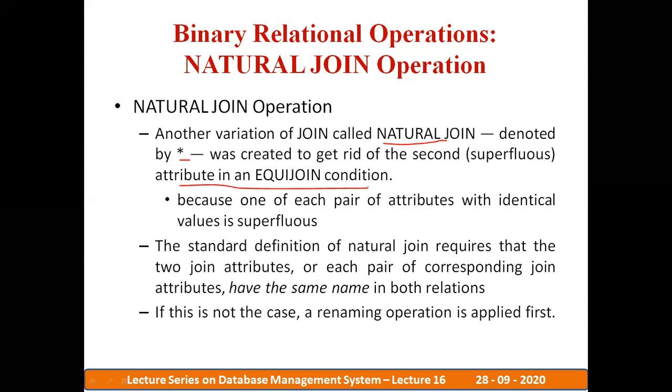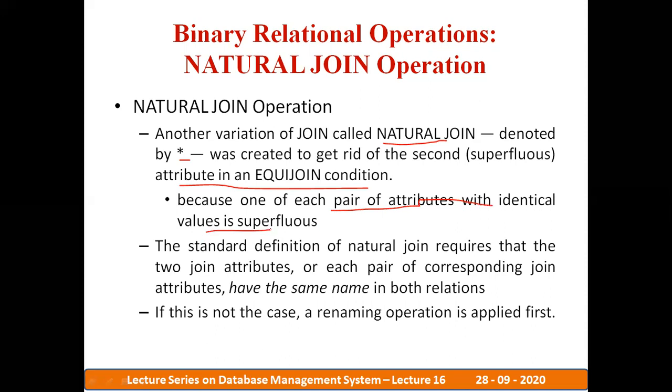As we discussed in the case of equijoin, there will be two columns having the same values, but the column names can be different. Instead of keeping two columns, we are going to keep only one column. That means we are eliminating that extra column, because one of each pair of attributes with identical values is superfluous.